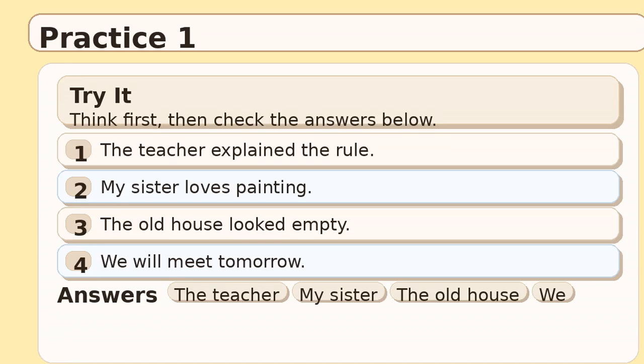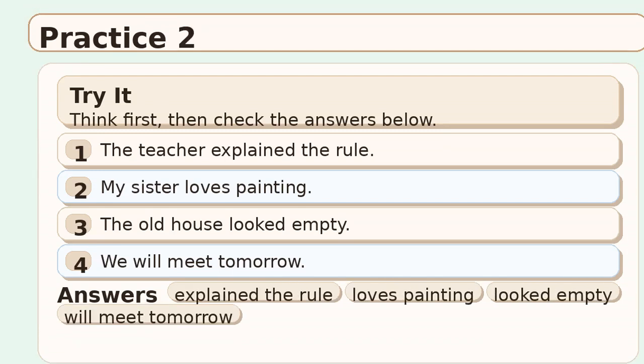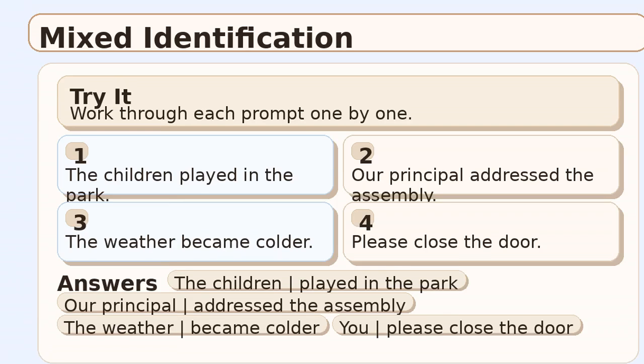Let us begin with simple practice. Identify the subject in each sentence before looking at the answers. Now identify the predicate in each sentence. Remember, it is not always just one word. This time, identify both parts together. Read carefully and divide each sentence into subject and predicate.